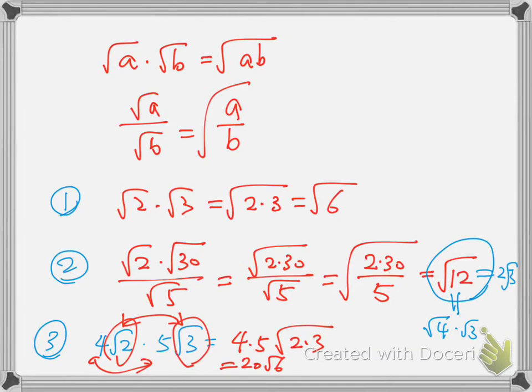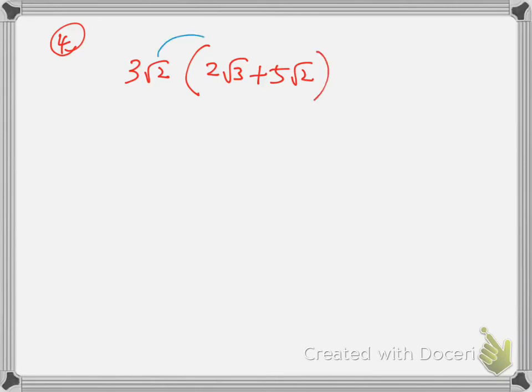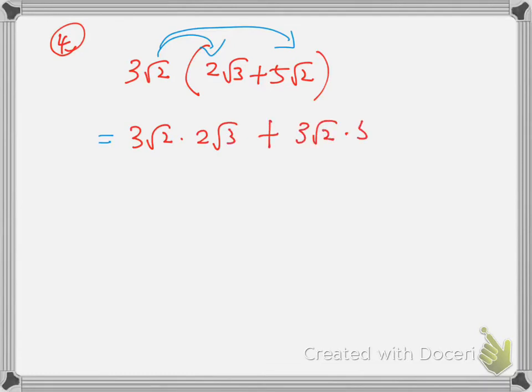So this is the multiplication and division part. The harder case, we need distribution. So let's look at example 4. Suppose you have 3 radical 2 times (2 radical 3 plus 5 radical 2). So this is the distribution property. We have 3 radical 2 times 2 radical 3 for the first product, plus 3 radical 2 times the second term, 5 radical 2. So inside times inside, outside times outside. So 3 times 2 outside.